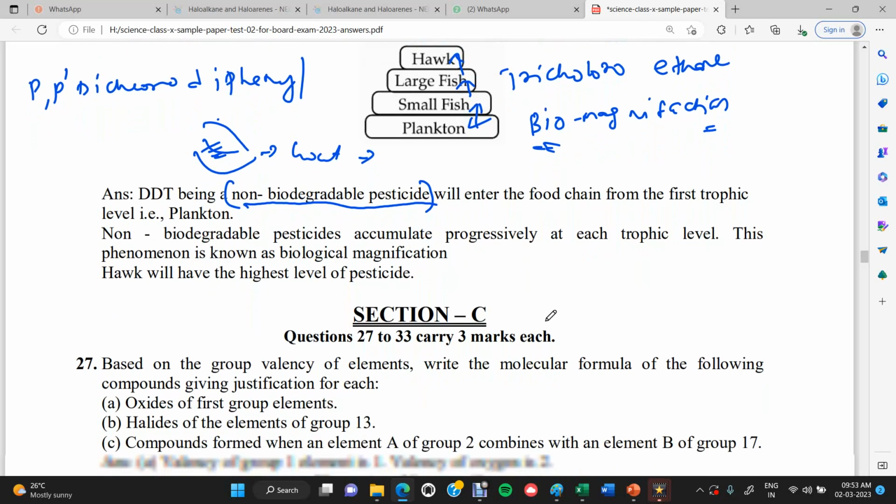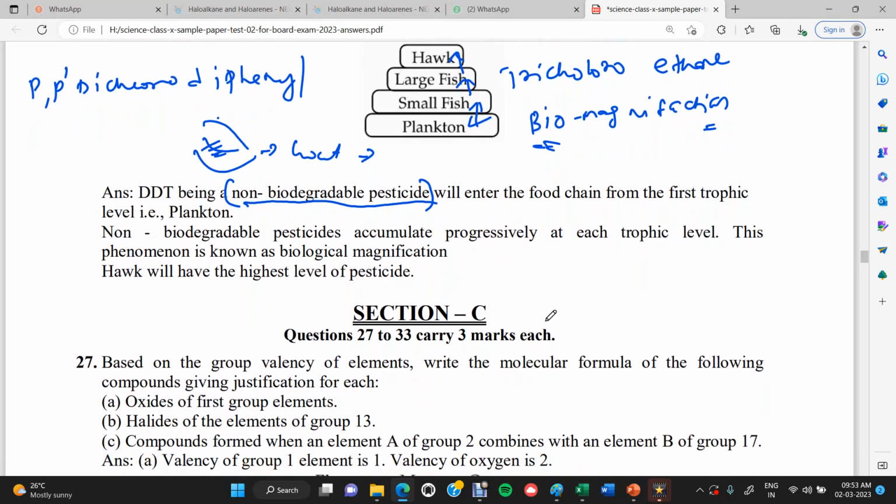Next, section C. Based on the group valency of elements, write the molecular formula of the following compounds. Give justification for each. Group valency means we are having the periodic table, with the s, p, d, and f blocks. We are having the groups like this, and each group has a common valency. For example, the first group will have valency 1, the second group will have valency 2. Like that, each group has a common valency.